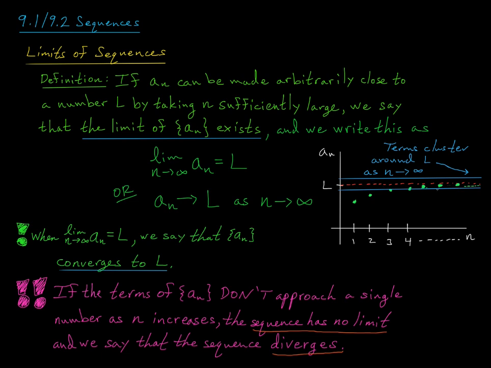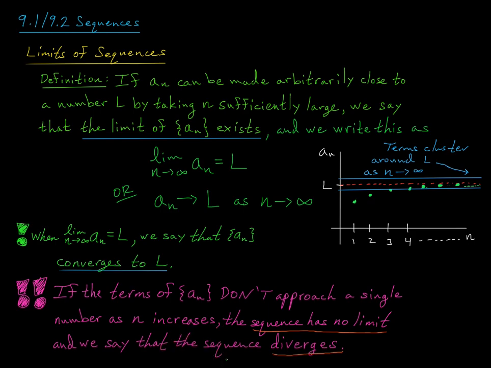And that would be true of a billionth, right? I might have to go further out in the sequence, but again, eventually all the terms past some index will be within, say, a billionth, right? So that is the sense in which I say the terms cluster around this number L.